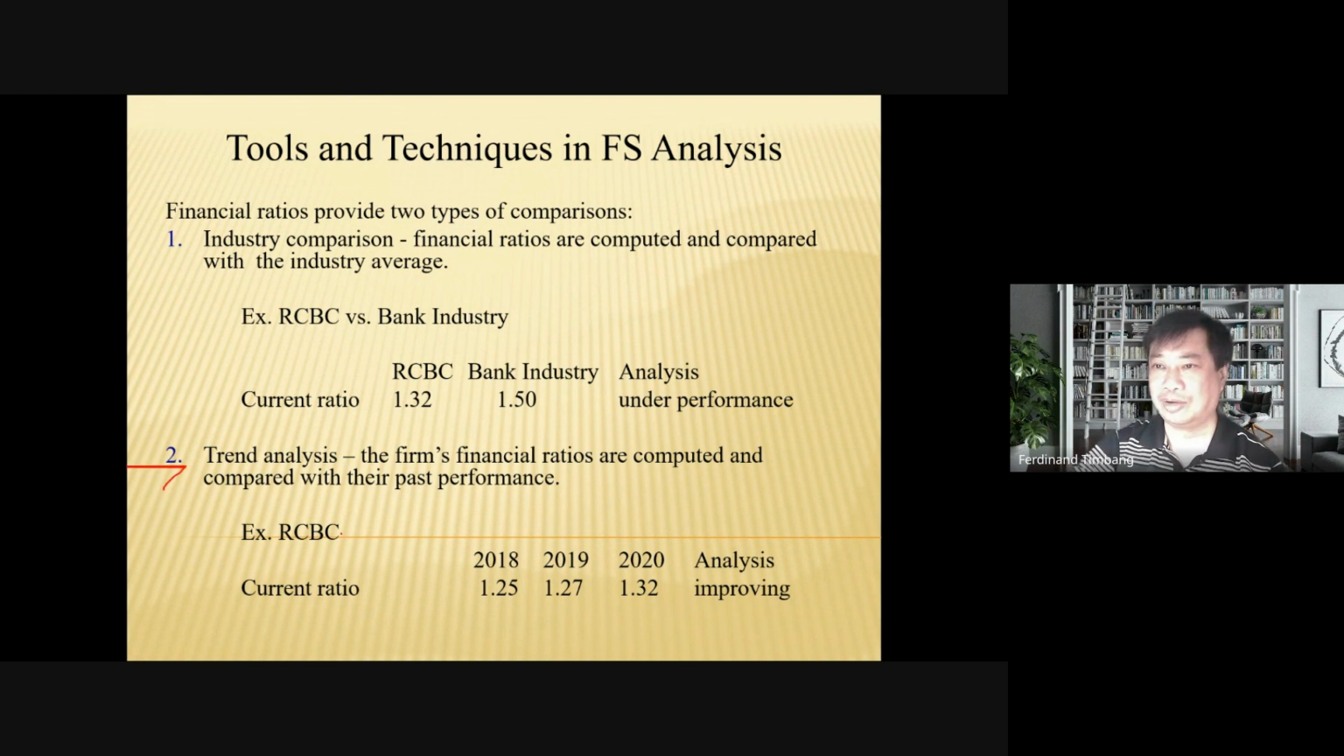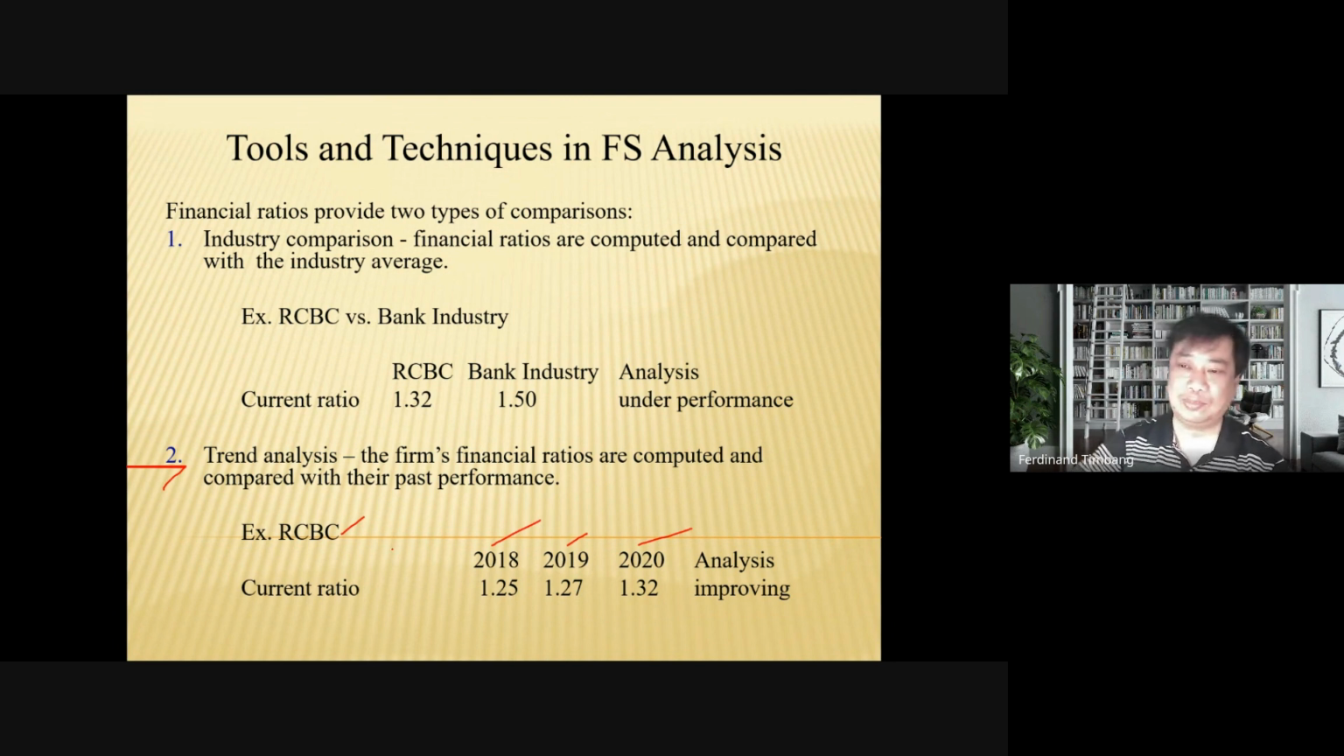So for example, meron tayong si RCBC. Kasi ito yung dati kong company, nagtatrabaho ako. Pero yung ratio dito, hypothetical yan, ha? Dapat pala hindi ko nilagay na RCBC, no? Kasi bawal na ngayon yan. Anyway, so let's see ang current ratio ni RCBC is 1.25, 1.27, 1.32. If you would see that, you can see that it is improving. Nag-improve siya. 1.25, 1.27, 1.32.